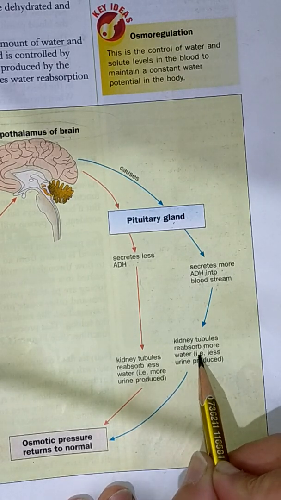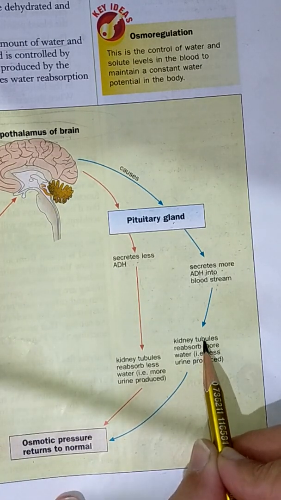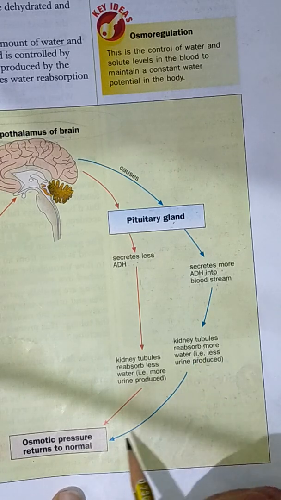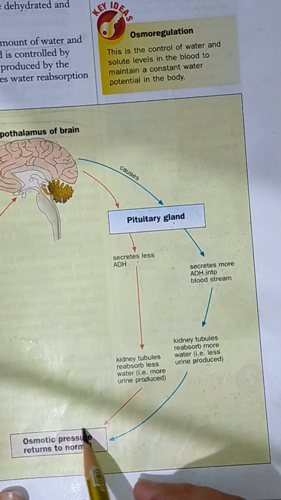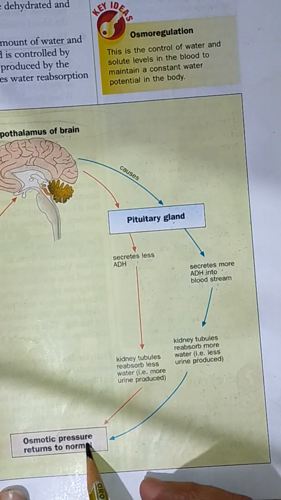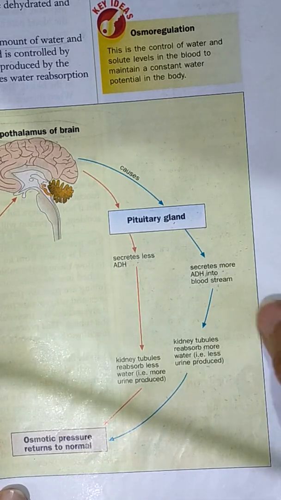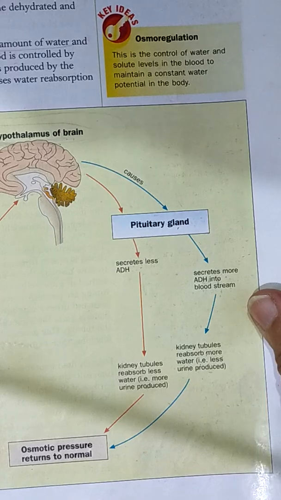As it absorbs the maximum water, what will happen? The urine will be concentrated and pale in color. As a result, the osmotic pressure will return to normal, or the water level will be maintained. You can say that the kidney will absorb the water according to the body requirement.